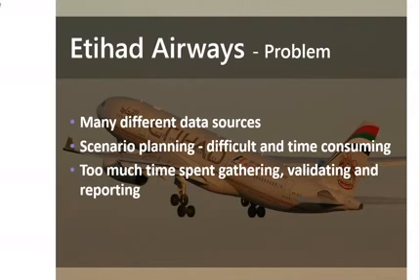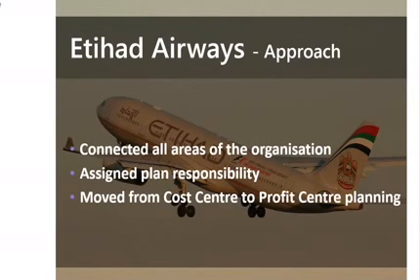So originally, there was no central point where data could be updated easily. Scenario planning was difficult and time-consuming, and it needed a central set of drivers. And too much time was spent gathering, validating, and reporting on data. And so the Etihad approach was to connect all areas of the organization, and assigned plan responsibility meant that people were given their own assigned areas to budget for. And they moved from a cost center to profit center planning. And so they felt a lot more ownership with the budget and when they were working on what was relevant to them. And now do so each quarter, and finance are consultants to the business.